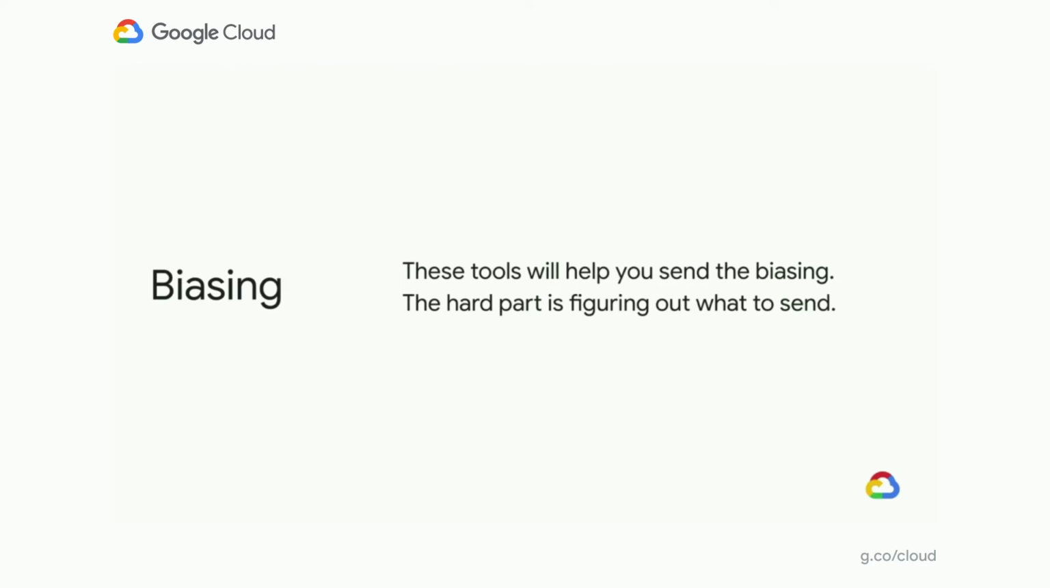So that gives you an overview of the biasing tools and the model customization tools that we have available within the Google Speech API. We're always trying to improve these, but ultimately, these tools are just how you send and how you give the biasing information. The real hard part is figuring out what the right biasing information to send to the API is. And that's what we're going to talk about next.